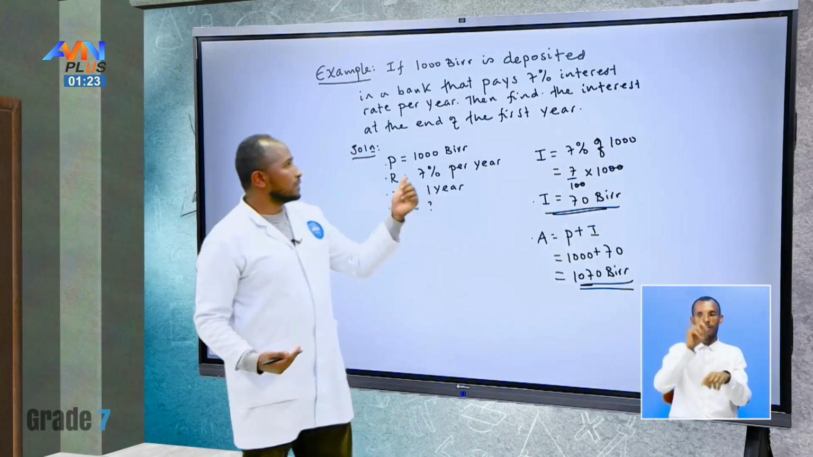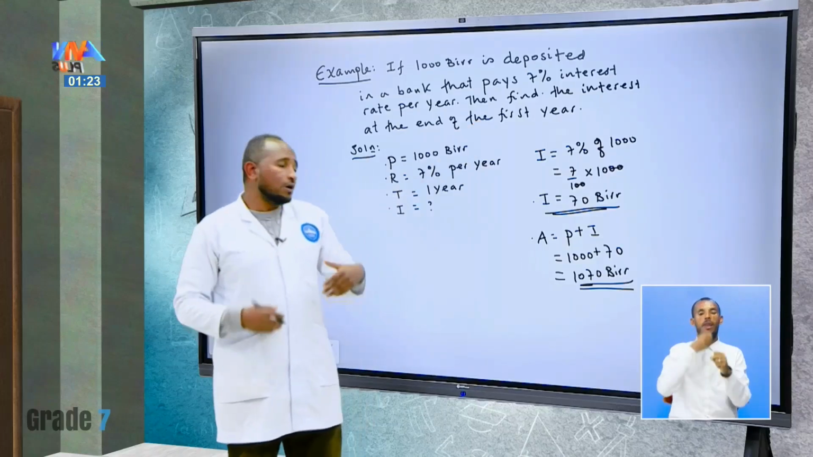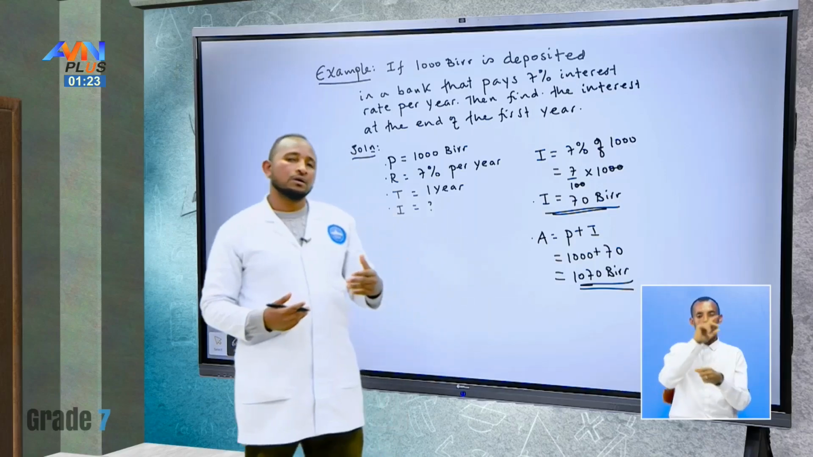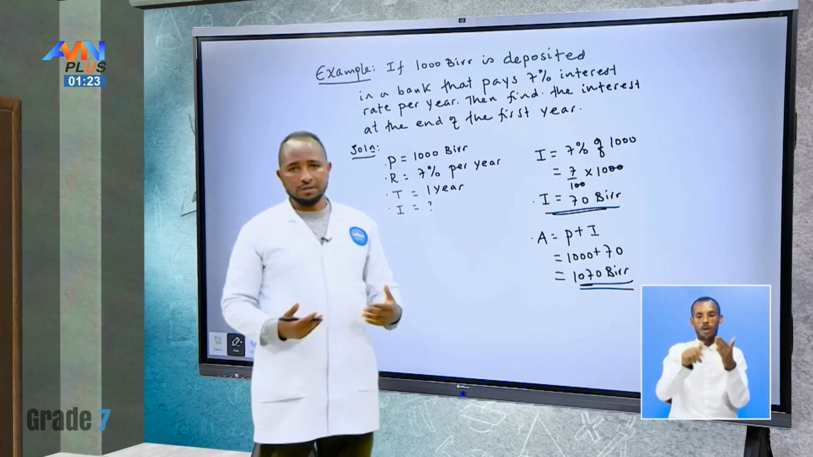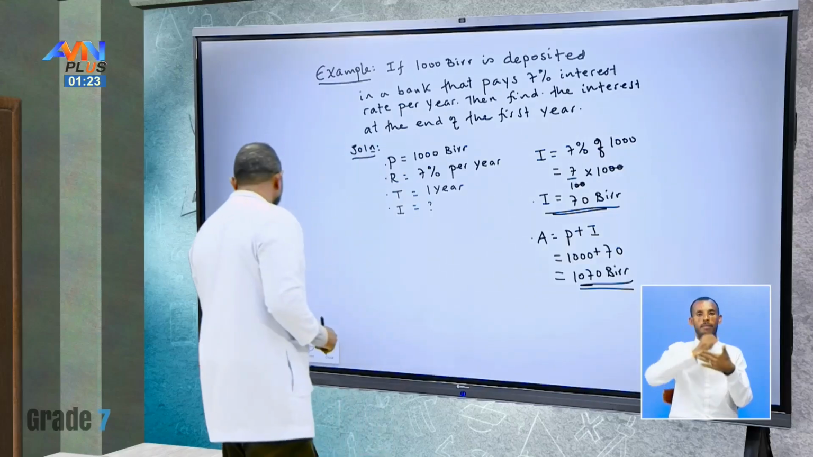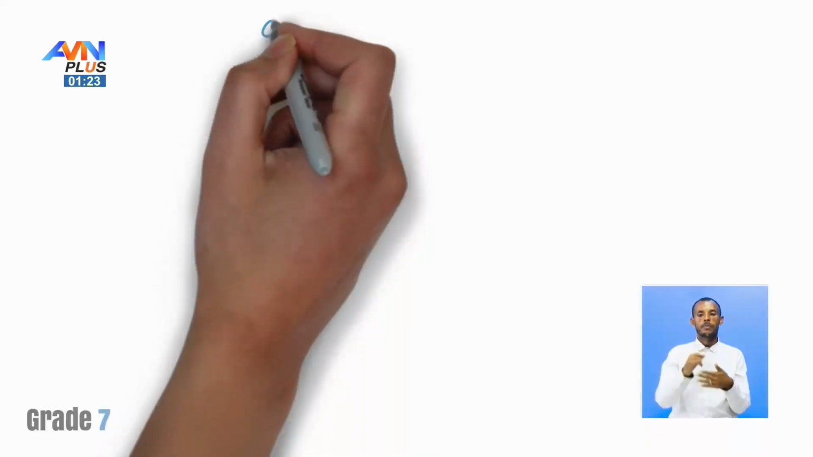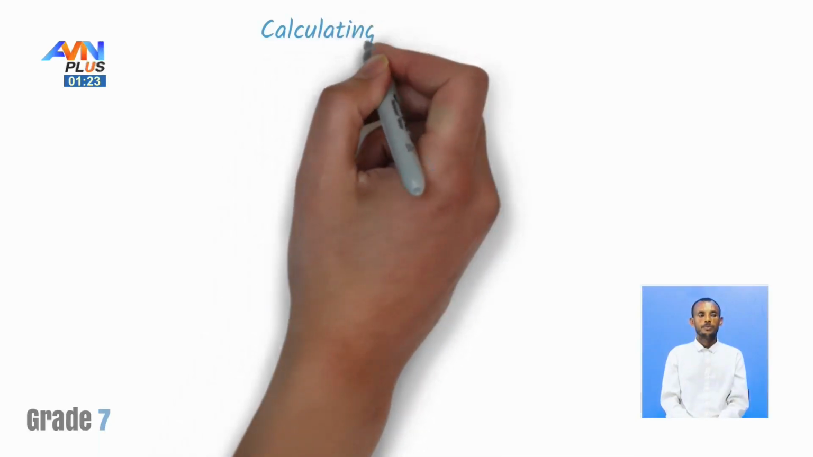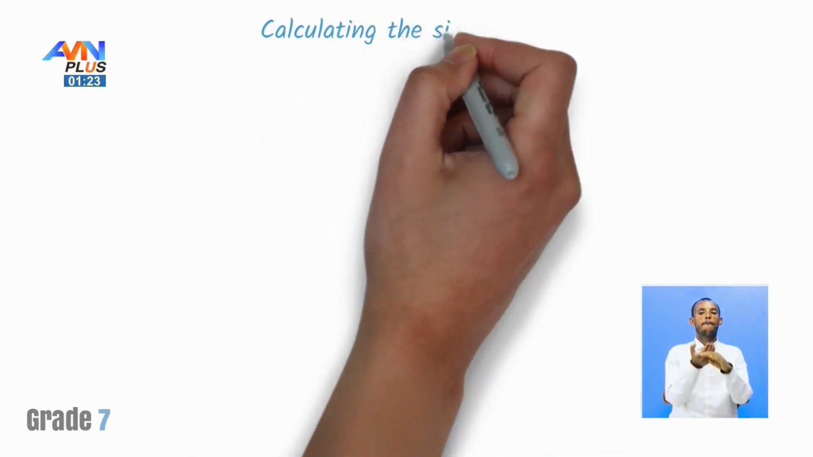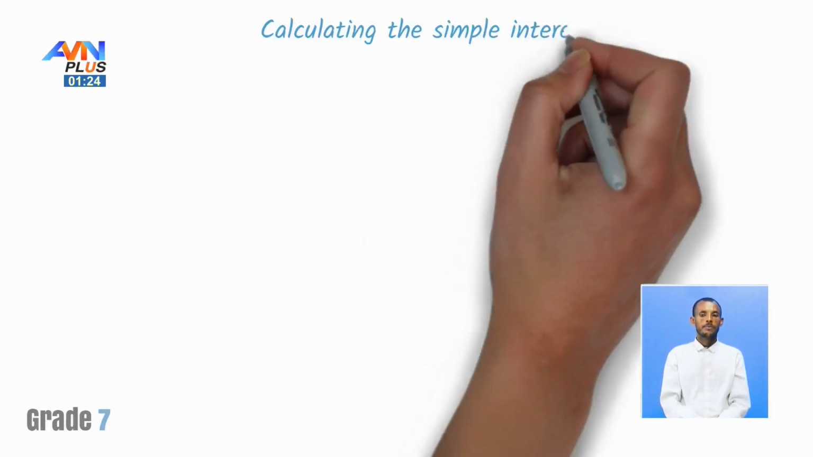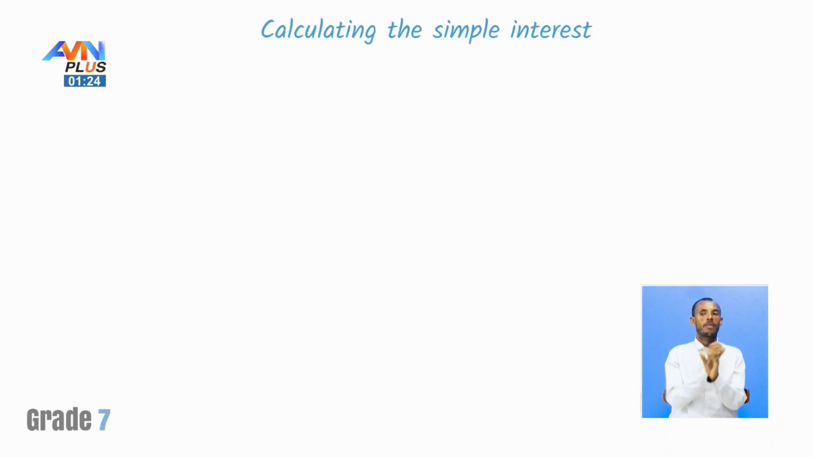Here we just calculate for 1 year. What will be the interest if the length of the year is 3 or more? And what will be the formula to calculate the simple interest? We'll proceed to that. Example 2. Before this, let's see this one, calculating the simple interest.